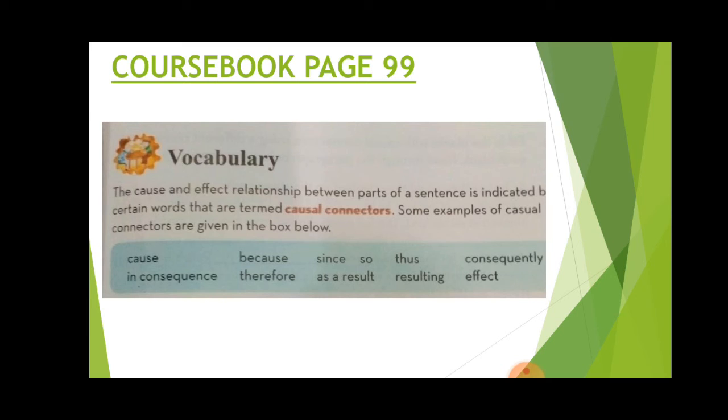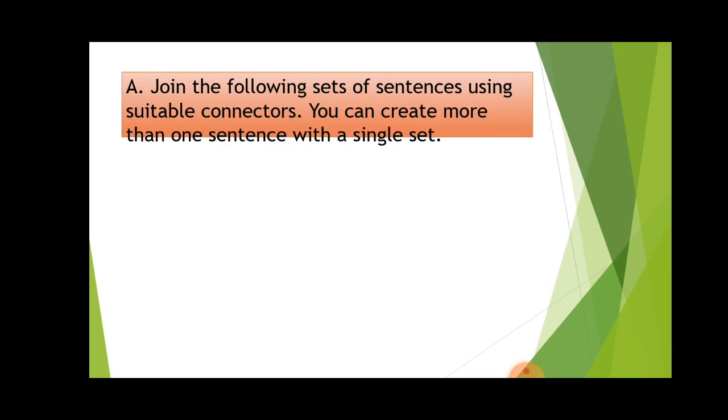Cause, that means factor, producer, because, since, so, thus, consequently, accordingly, in consequence of, in result, in effect of, therefore, as a result, resulting, effect, consequence, event, or result. So, these are different causal connectors. Now, we'll move to our exercise. The exercise question is, join the following sets of sentences using suitable causal connectors. You can create more than one sentence with a single set.